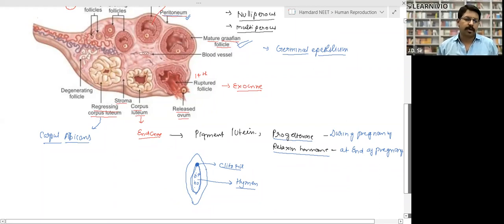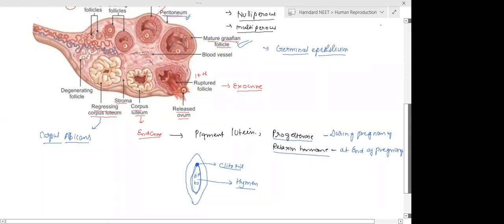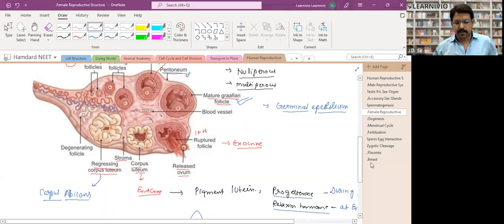Note down, if your school authority asks you to write the female sex organ, then you have to just mention this. Is it clear? Everything clear? Yes, sir. Okay. Now, Aisha, come to one more thing that is important in the female reproductive structure.